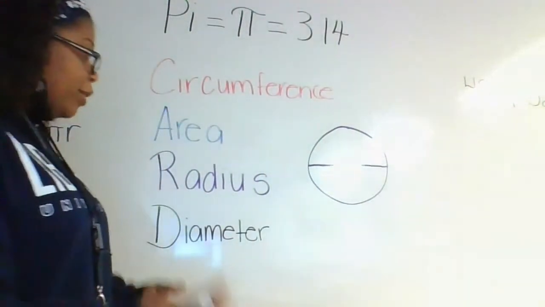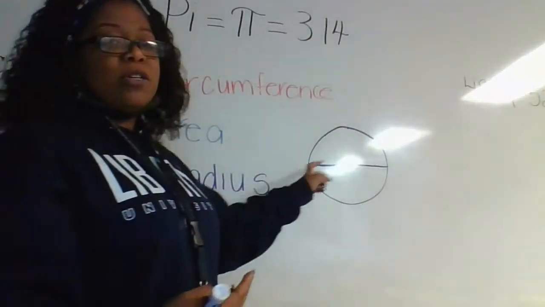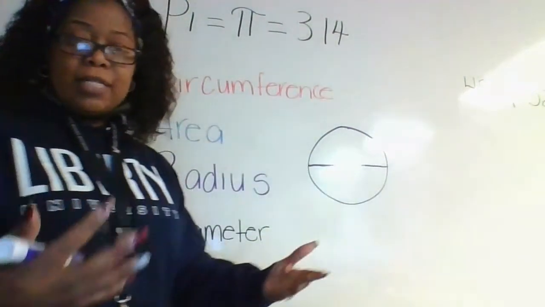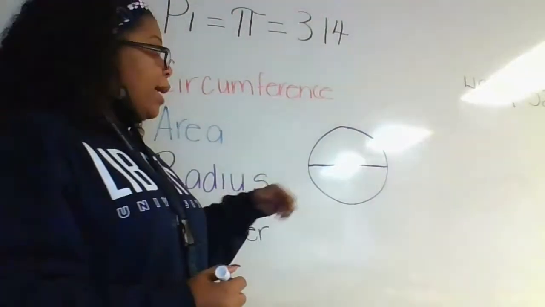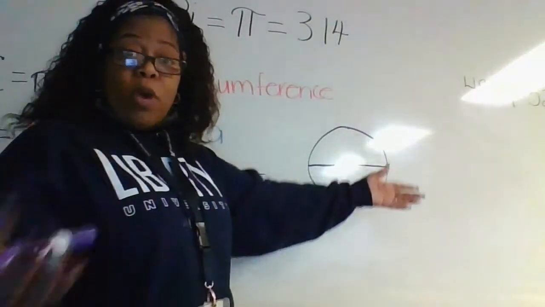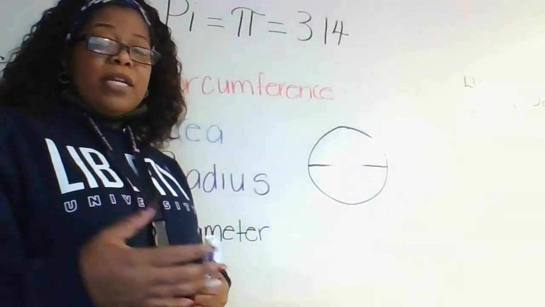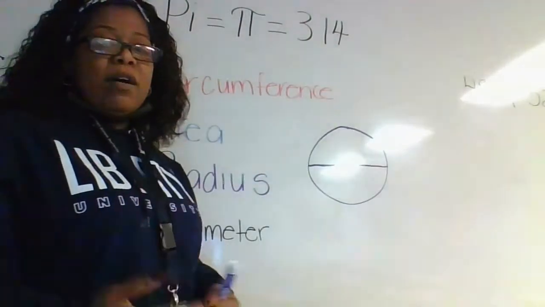And then the diameter is the measurement from one side of the circle to the other, like such. Okay? So typically when it comes to the diameter and the radius, for the diameter you're going to see one solid line, and for the radius you will see half of a solid line.